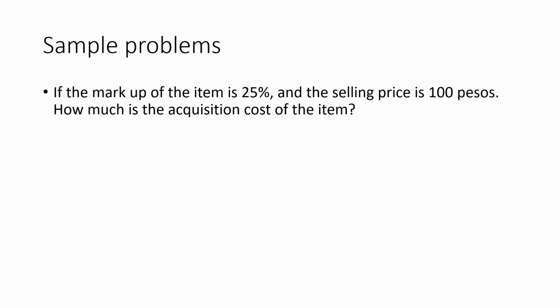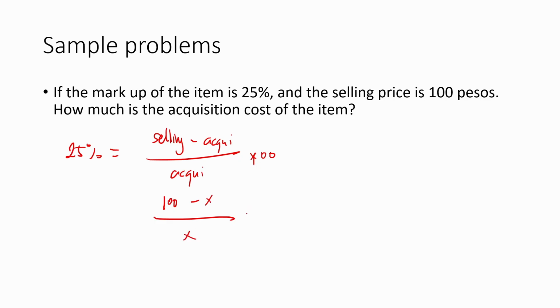Next, if the markup of the item is 25% and the selling price is 100 pesos, how much is the acquisition cost of the item? So we have the percent markup. We also have the selling price, but we don't have the acquisition cost. So markup is selling price minus acquisition cost over acquisition cost times 100. We know the selling price, it's 100 pesos, but we don't know our acquisition price.